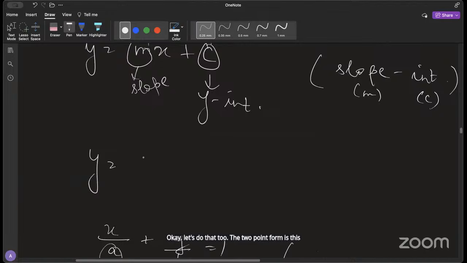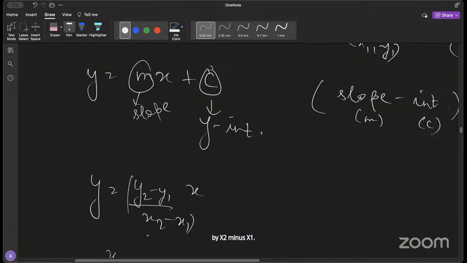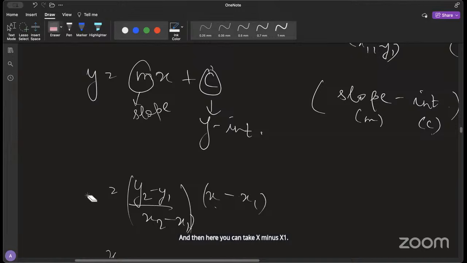y equals to, how do you find the slope? What's the formula for slope? y2 minus y1 over x2 minus x1, right? So this will be y2 minus y1 by x2 minus x1, this entire thing. And then here you can take x minus x1, and here you can take y minus y1.